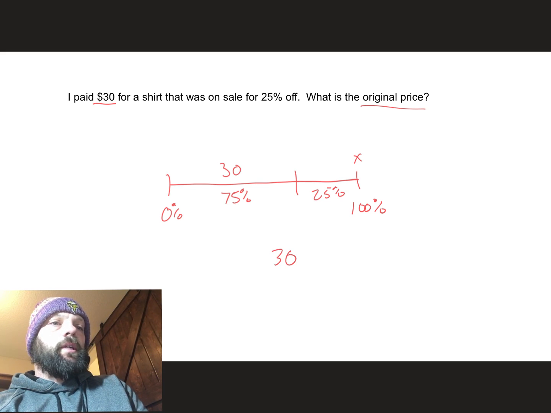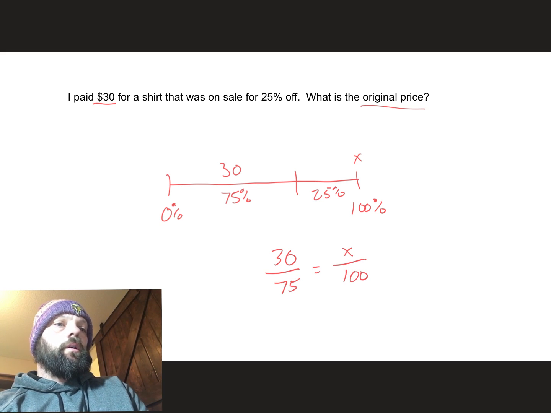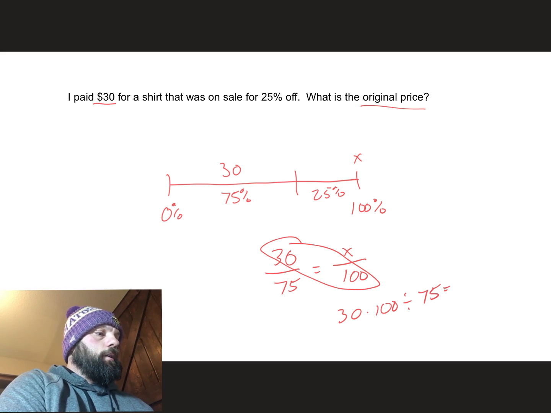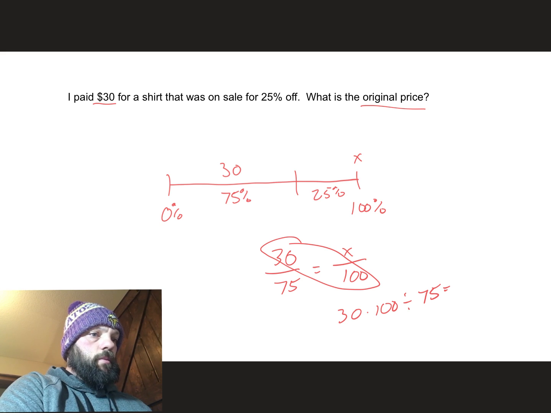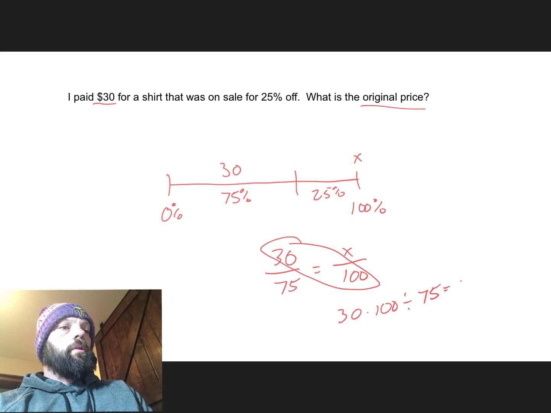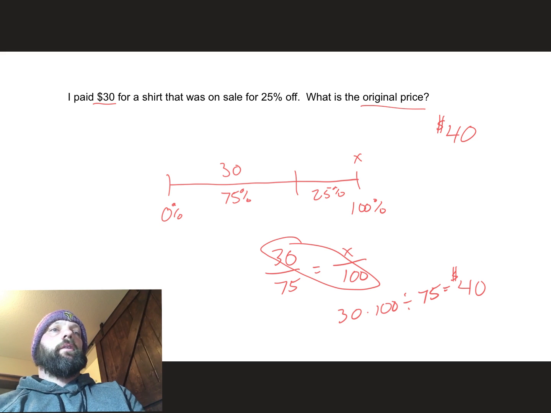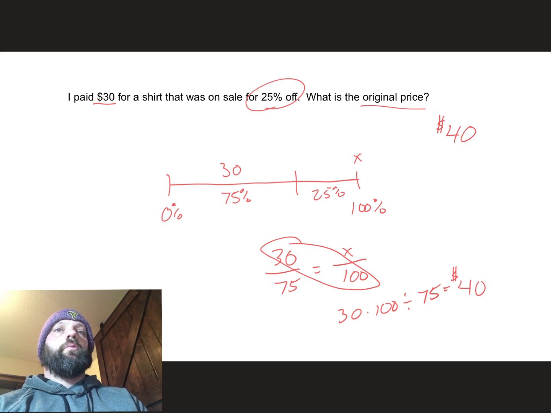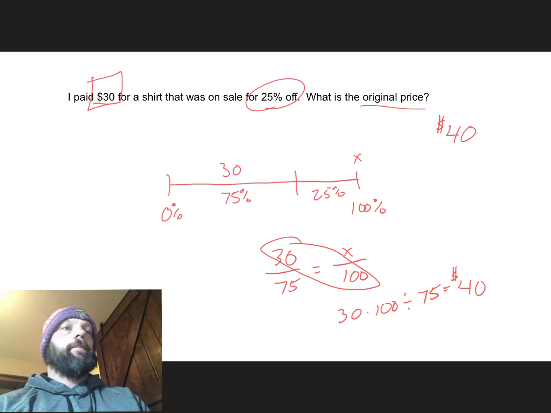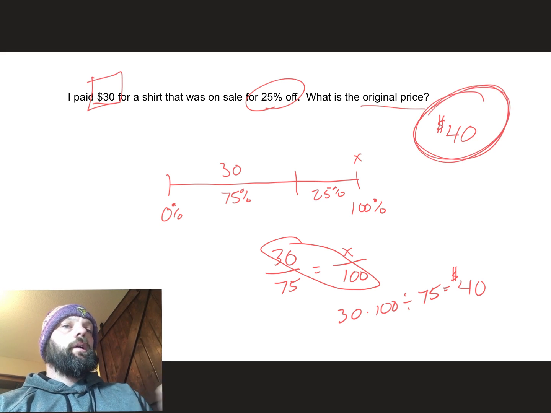So then I have my proportion set up. 30 over 75 is equal to X over 100. So I'm going to cross multiply: 30 times 100 divided by 75. Now I lost my calculator. Sorry, it's going to take me a moment. And that's going to take me to $40. So the original price was $40, and it was on sale for 25% off, which means that you only had to pay the $30. Okay? So $40 is our answer.